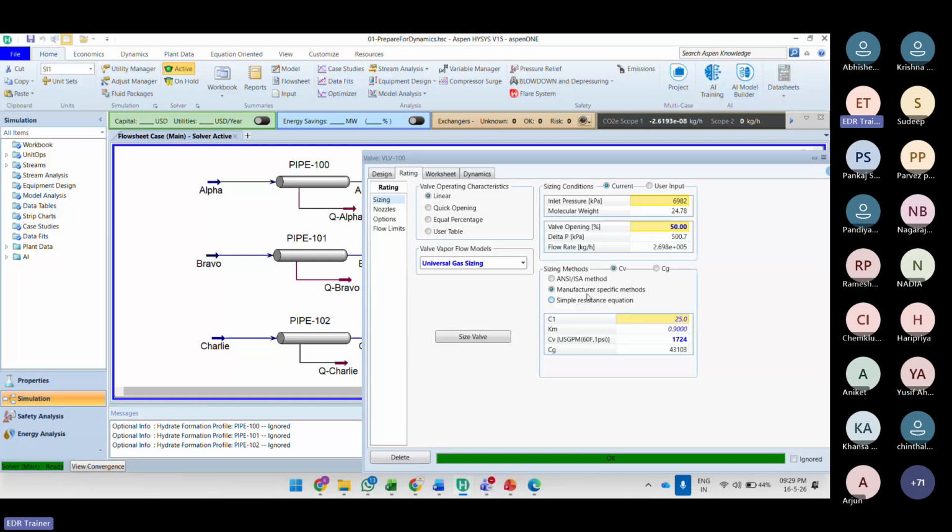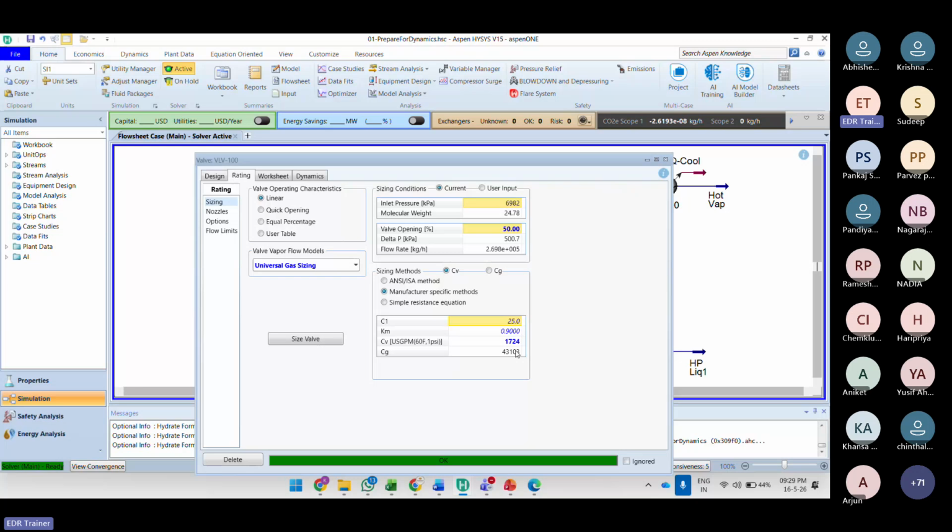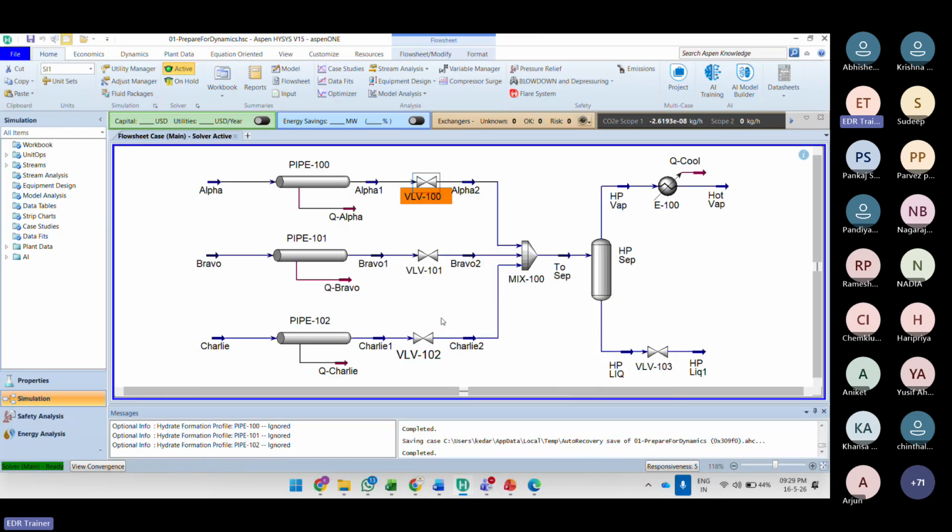So you have an ANSI method, then you have a manufacturer-specific method. So I'm considering here the universal gas sizing, and then I just push Size Valve. So it will give me the size, which is a Cv for that. Okay, so this is the value that we will get finally. Similarly, you can do the sizing for all the valves.